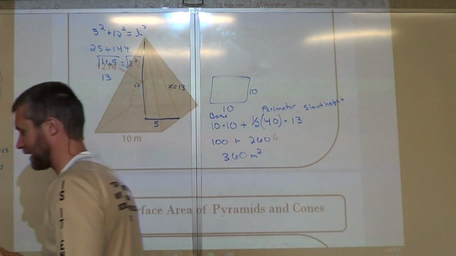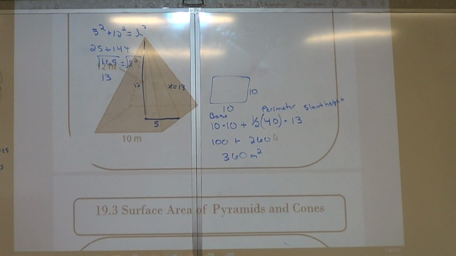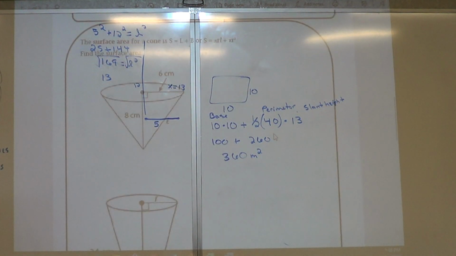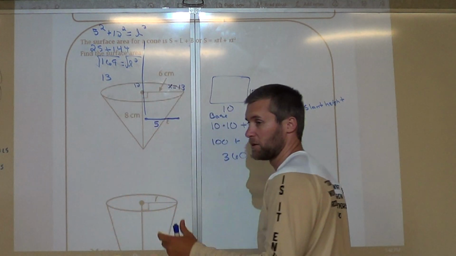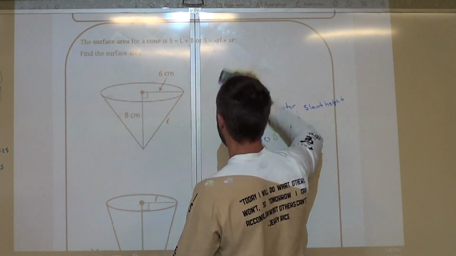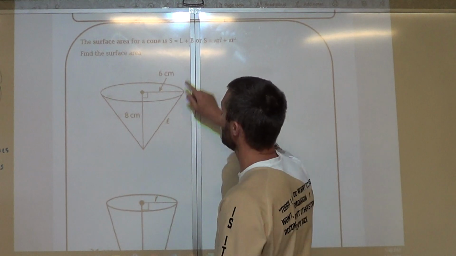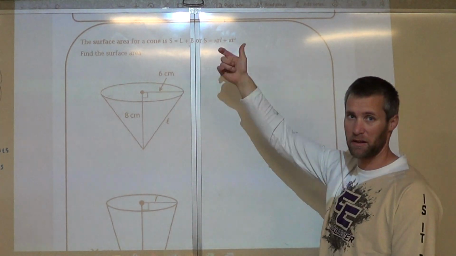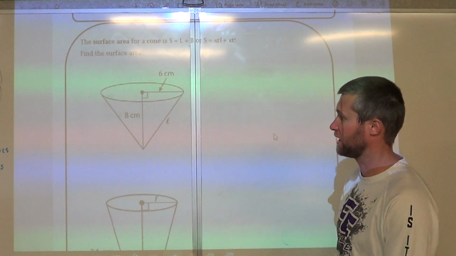Now we'll look at the surface area of a cone. The surface area of a cone follows a lot of the same principle. It's the area of your base plus, instead of half the perimeter of the base, it'd be half the circumference of the base times your height.